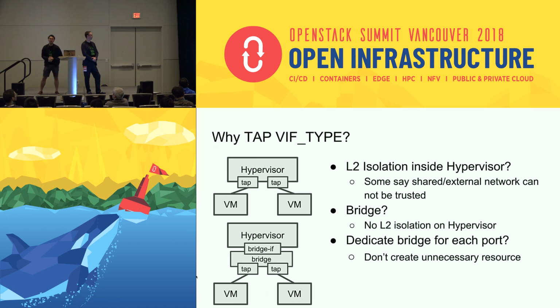And the next question you might have is why not use just a dedicated bridge to achieve L2 isolation inside the hypervisor? This is because if we can achieve the objective with just a simple tap device, we should not create any other extra resource. Extra resource is just unnecessary complexity. That's why we use tap device as the VIF type.